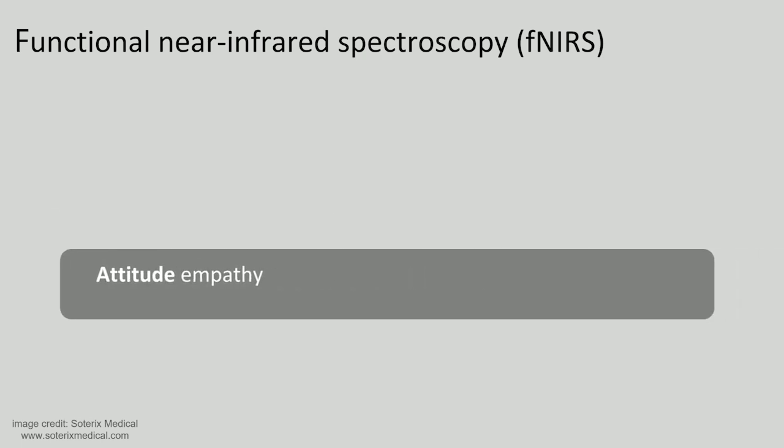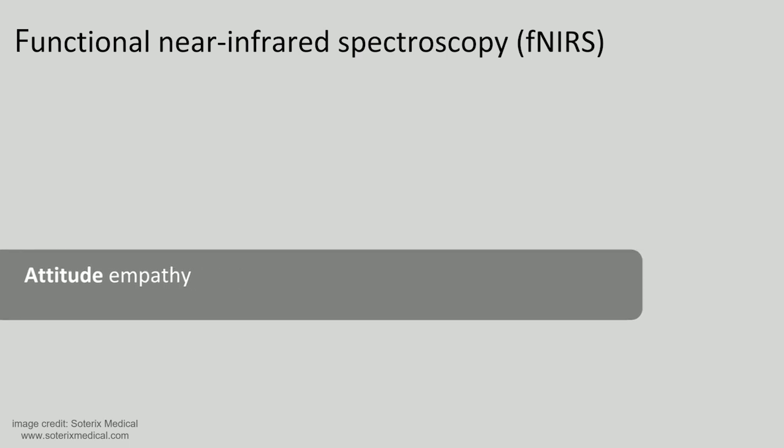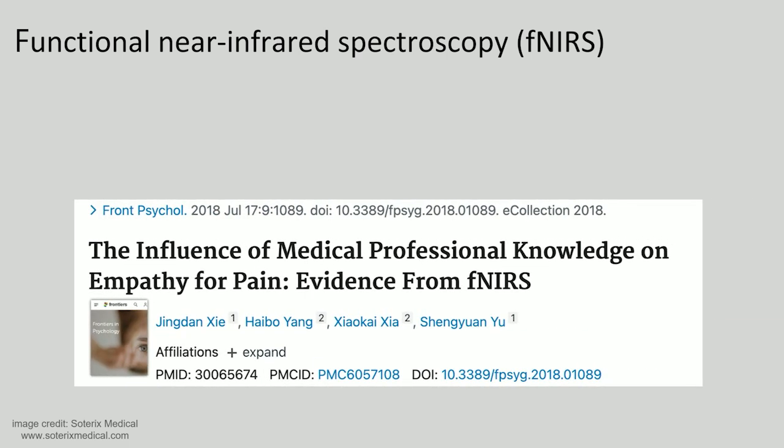And then lastly, similarly to the fMRI study, they've used fNIRS to assess empathy. This was a study on the influence of medical professional knowledge on empathy of pain. Very similar to the fMRI study, medical students and non-medical students were shown images of patients in pain. Medical students had less activity in the correlate areas of the brain where empathy is usually measured.